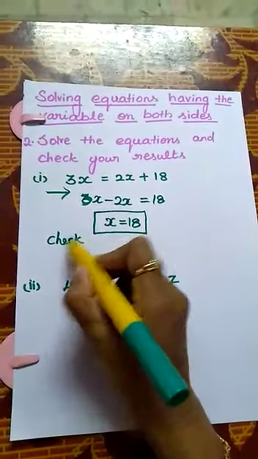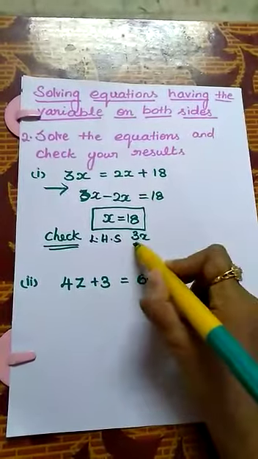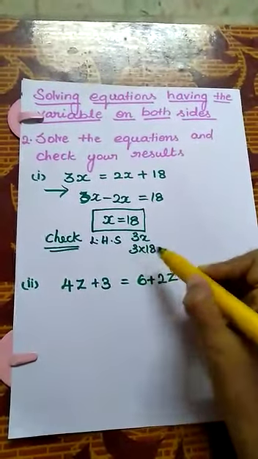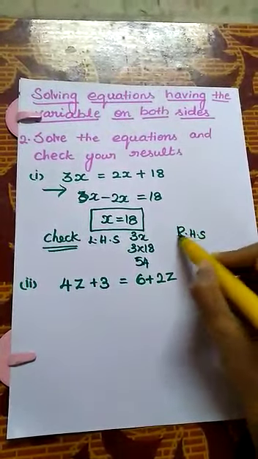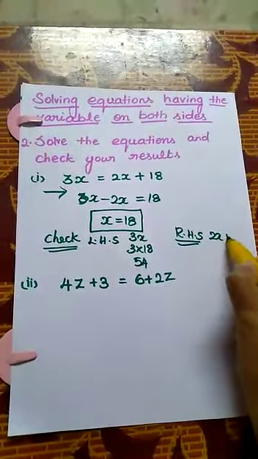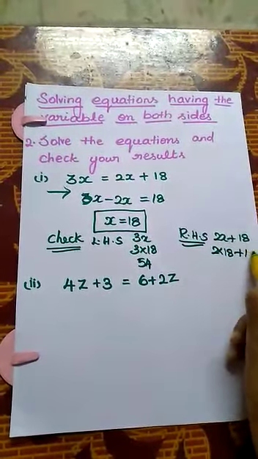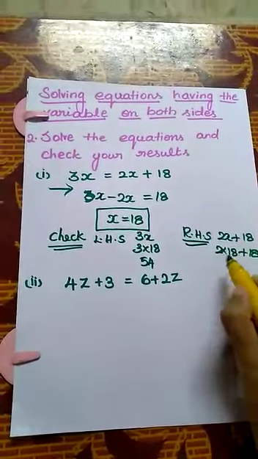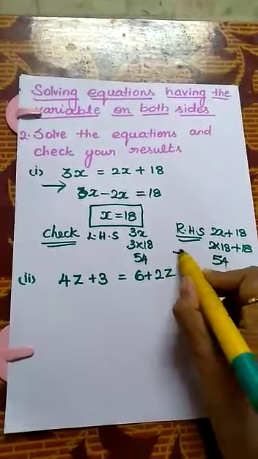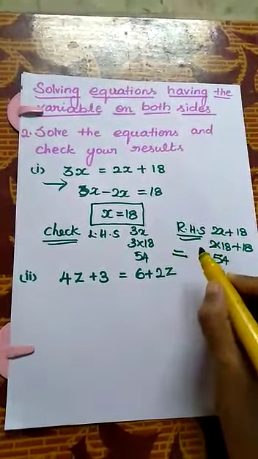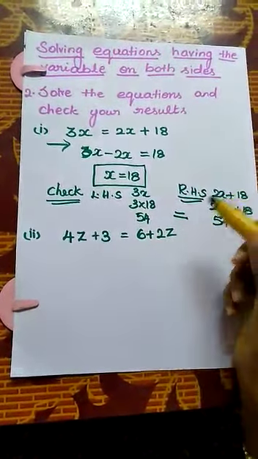Okay. First we have to check the LHS value. What is our LHS? 3x only. So 3 into 18. What is the answer? 54. Now we have to check the RHS. RHS value is 2x plus 18. What is our x value? 18. So 2 into 18 plus 18. What is 2 times 18? 36. 36 plus 18, automatically we write 54. So our LHS value is equal to our RHS value. So LHS equal to RHS means the solution is said to be valid.